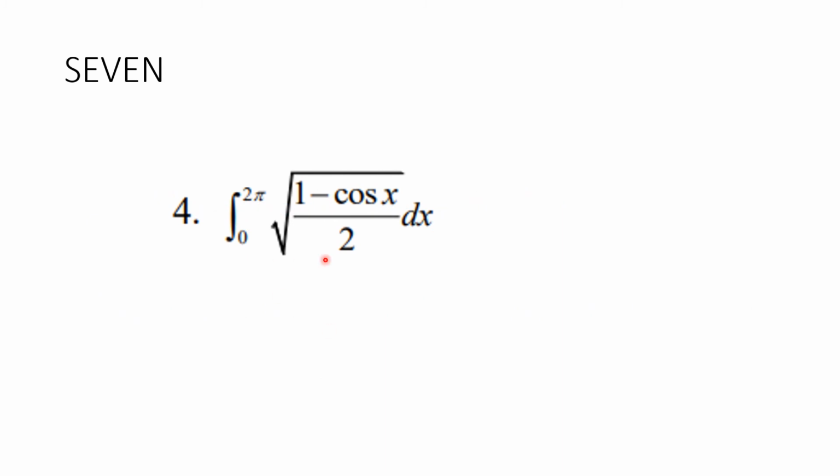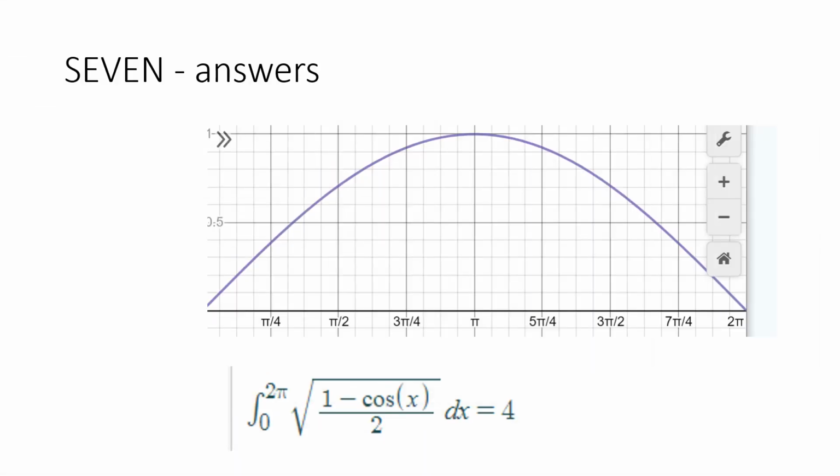Number 7 is integrating this. You're to use a trig identity. 1 minus cosine x over 2 is known to be sine squared of x over 2, x over 2 being the argument there. So we will make that substitution, and then the square root of that squared is going to be the absolute value, and we're integrating from 0 to 2 pi.